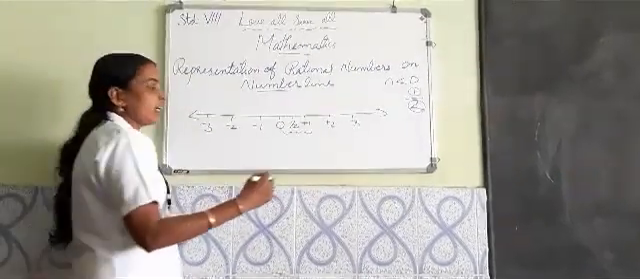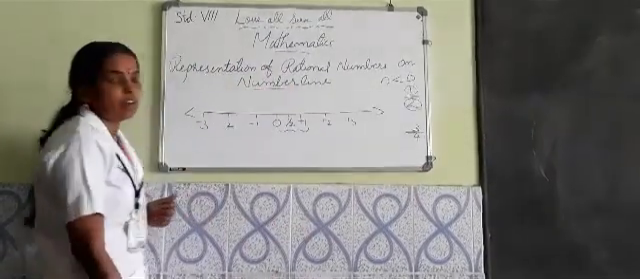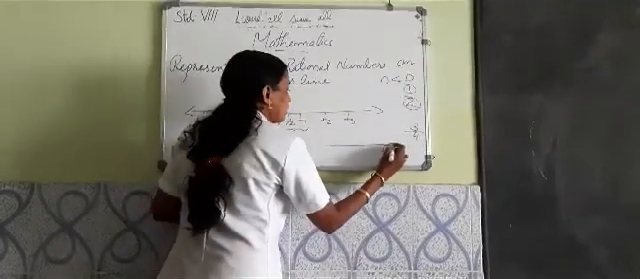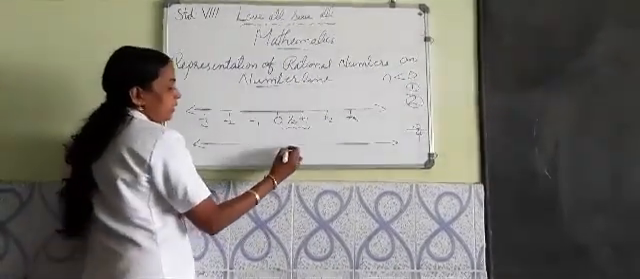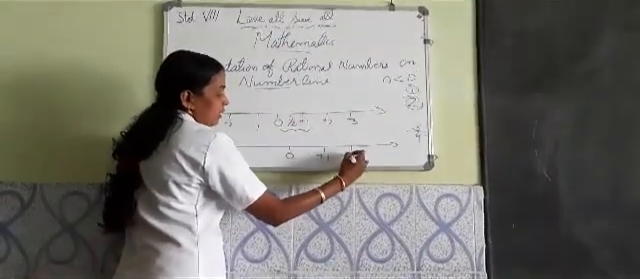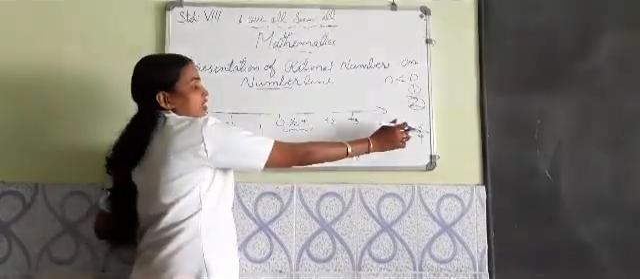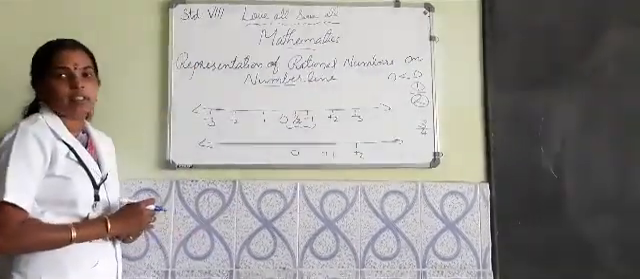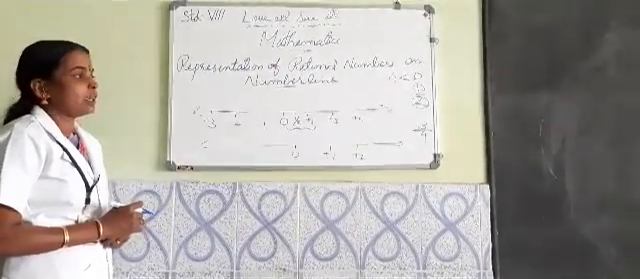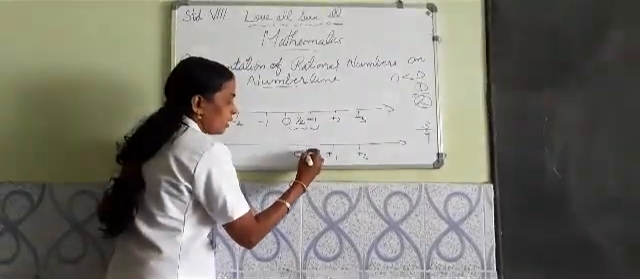Then one another question we can look. Suppose we have to mark 3 by 4 on the number line. So we can draw another number line. In the middle mark 0. Here plus 1, plus 2, etc. Here also the given rational number is proper, so you have to look at the denominator. The denominator is 4, so we have to mark 4 equal parts.